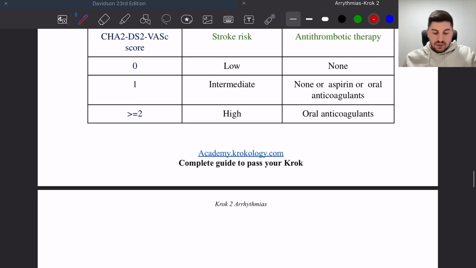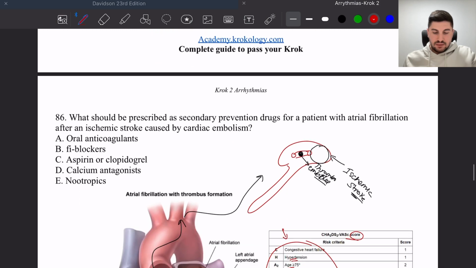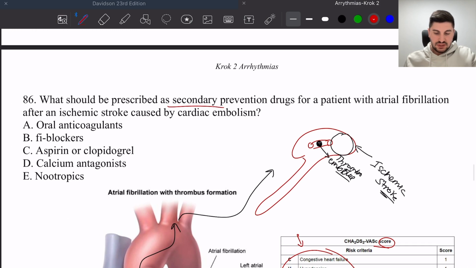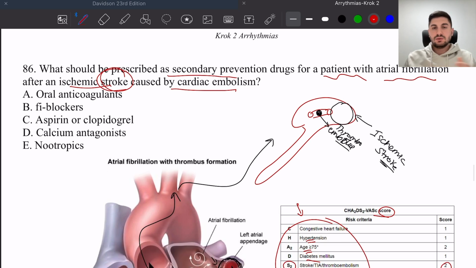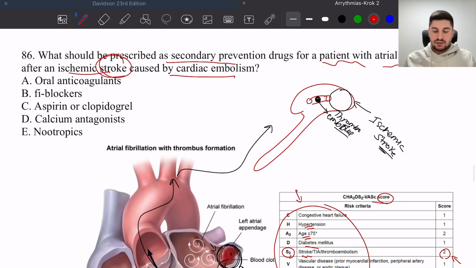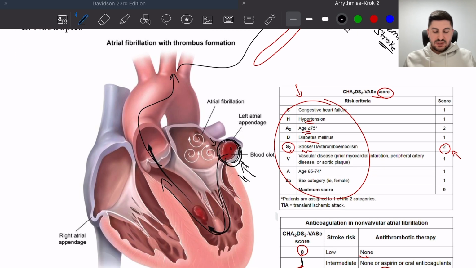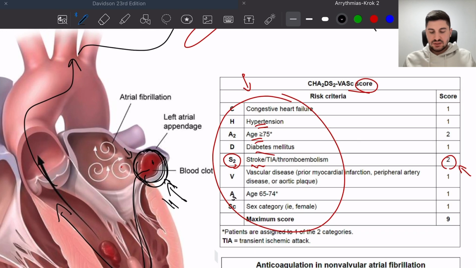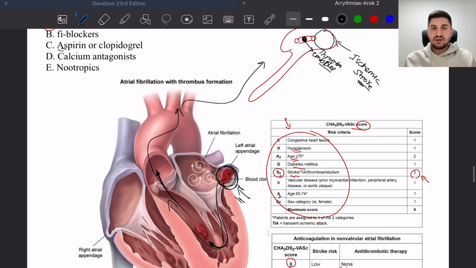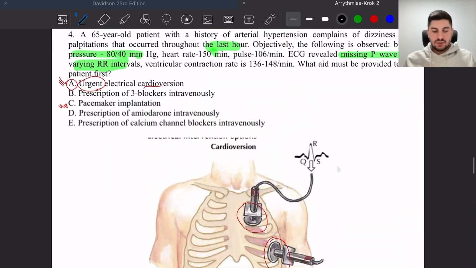Let's see some examples of this. For example, here, what should be prescribed as a secondary prevention drug for a patient with atrial fibrillation after an ischemic stroke caused by cardiac embolism? So this patient already has a stroke, and we want to prevent the second stroke. So already has 2 points, and this means that the patient should get oral anticoagulants, right? Not aspirin. Aspirin is 1 point, which is, for example, if someone is just of old age and has atrial fibrillation, but here we have a stroke event.